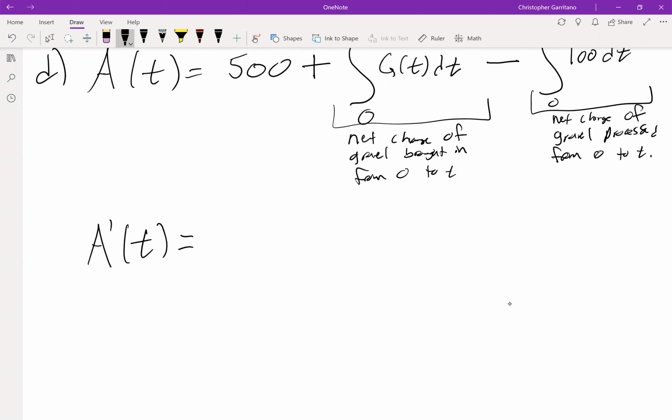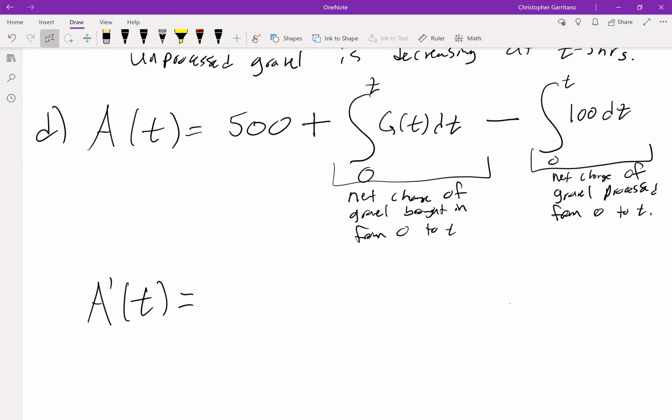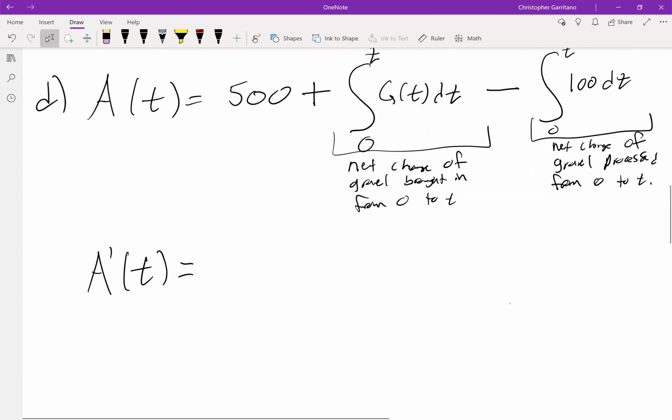So A prime of t is pretty simple here because we have a constant and we have two integrals, and the fundamental theorem of calculus part 2 says that the derivative of a definite integral is just basically the integrand itself, but you do need to pay attention to the limits of integration. Are they constants? Are they functions? Because that might change things slightly. But in this case, the derivatives are very simple. So A prime of t ends up just being g of t minus 100. All right, that is the derivative of the amount of gravel in this pile at any time t.